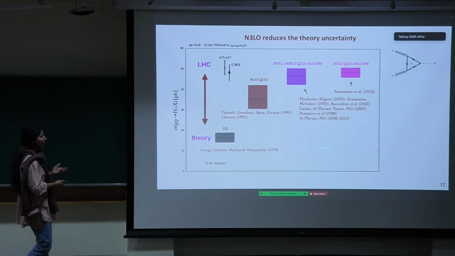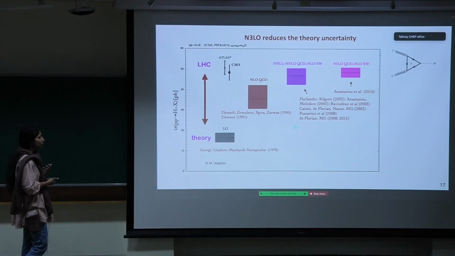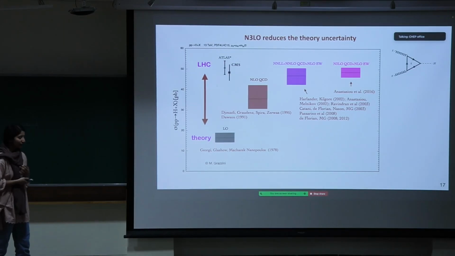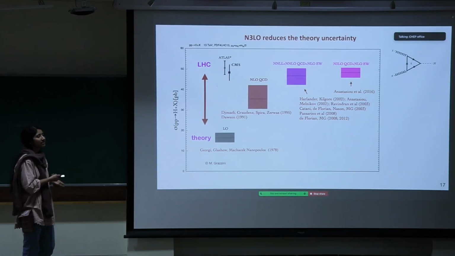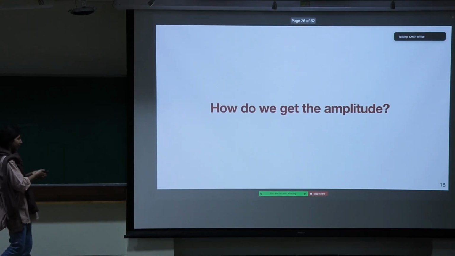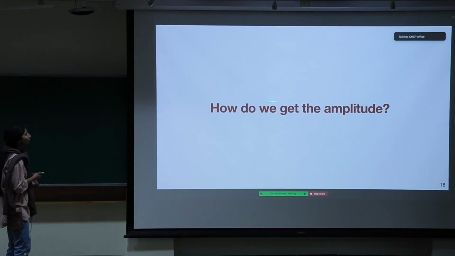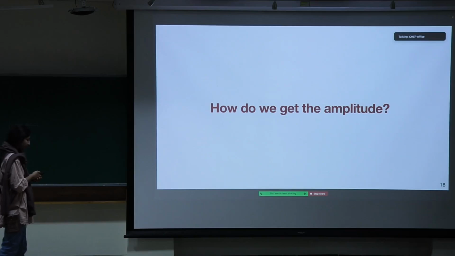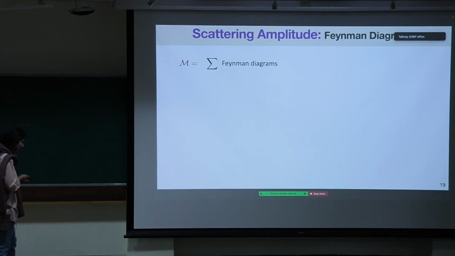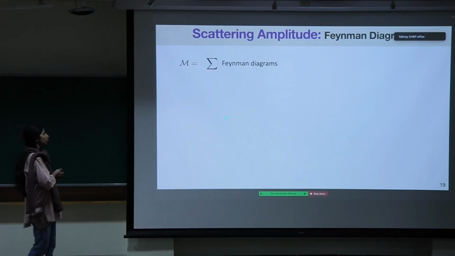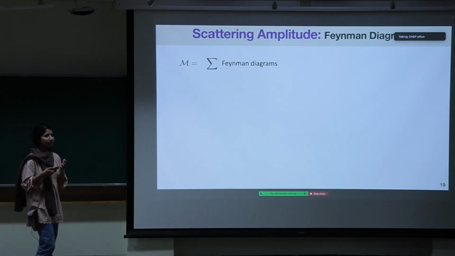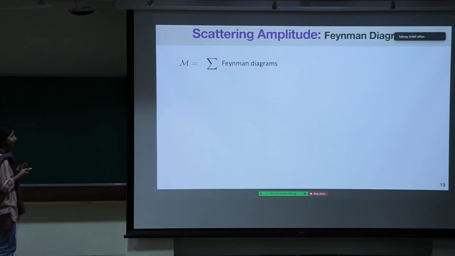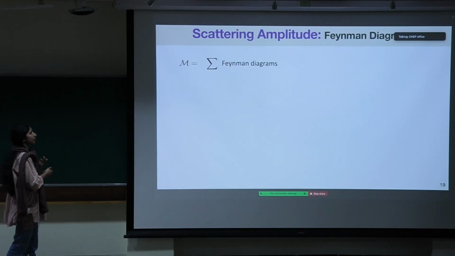So what I wanted to say is that this also shows there are theoretical challenges in getting these higher order corrections, and that is exactly what I want to say next. How do we really get the amplitude? How do we get this from the standard model Lagrangian to the amplitude? As I mentioned, most of the time what we do is Feynman diagrammatic techniques. Whatever the power of the coupling constant is, we calculate the contributions coming from the corresponding Feynman diagrams contributing to that coupling. So it's really the sum of the Feynman diagrams.